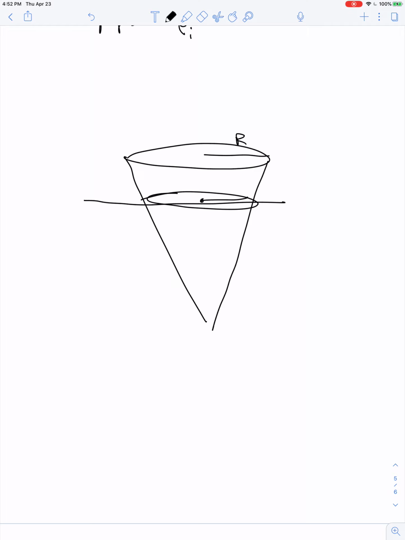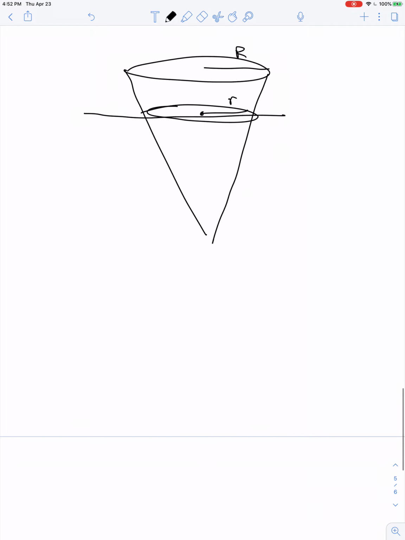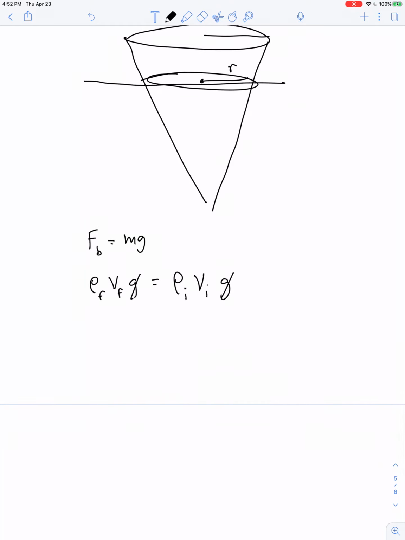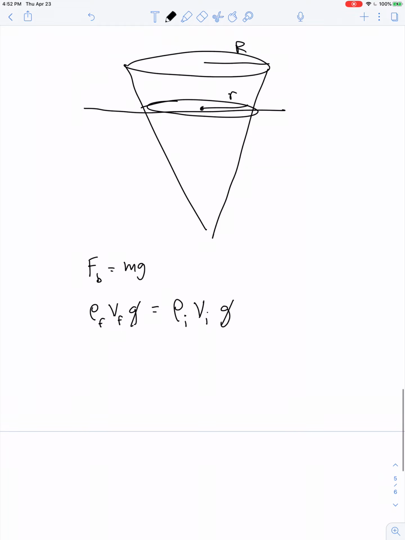Capital R and lowercase r. Buoyant force is equal to gravity force, so rho of the fluid times volume of the fluid times g has to equal density of ice times the volume of the whole iceberg times g, and the g cancels out, and we need to substitute for the volume of the fluid displaced, which is the volume of this cone.